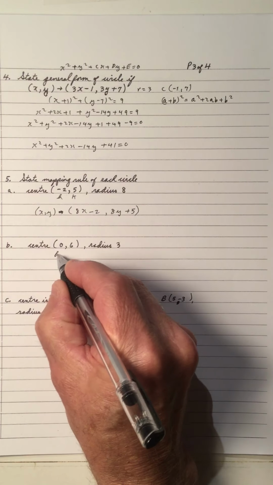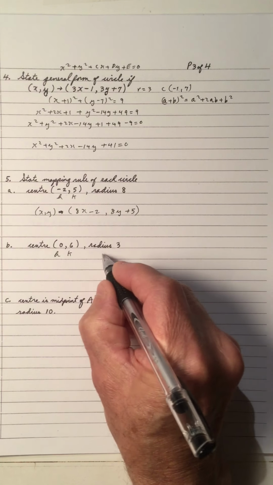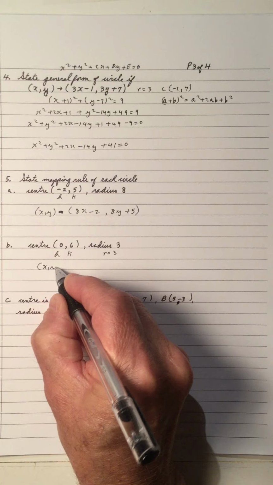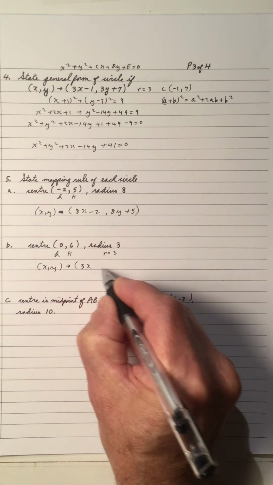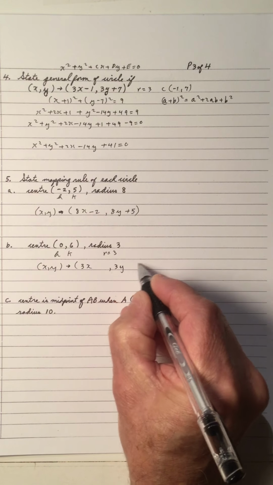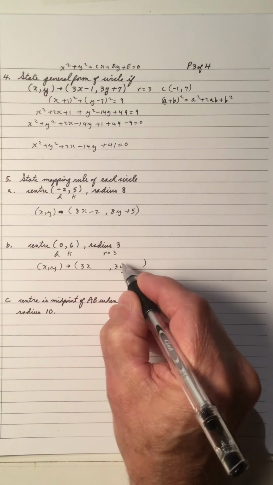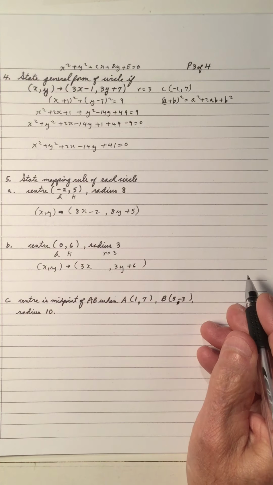And here we have h is 0 and k is 6 and the radius is 3. So the mapping rule is radius is 3, so it's 3x, 3y, and h is 0, so put 0 there, and plus 6, so the 0 is understood to be there.